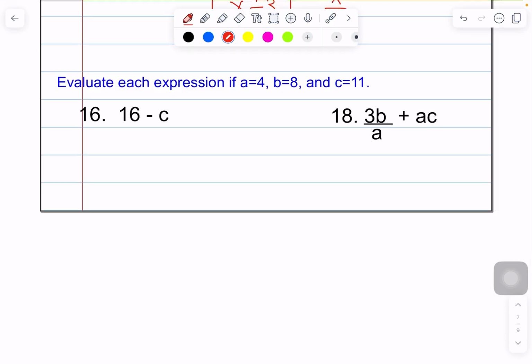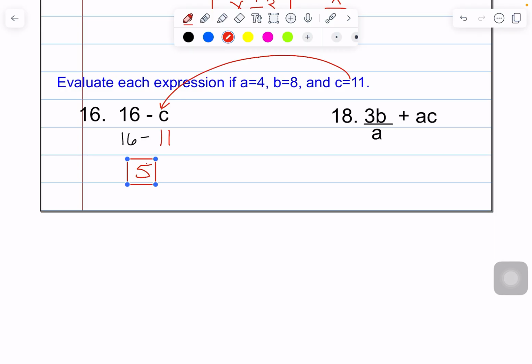When it comes to problems involving variables, remember you have to first rewrite the problem, substituting in the number that is represented. So in this case, because C was 11, I substitute in 11 for C, and I rewrote the problem, and then I solve. 16 minus 11 is 5.